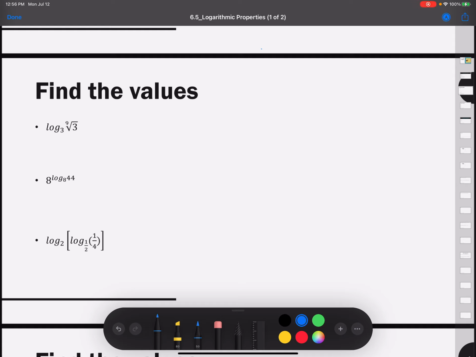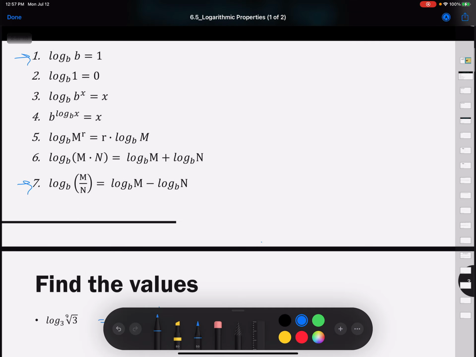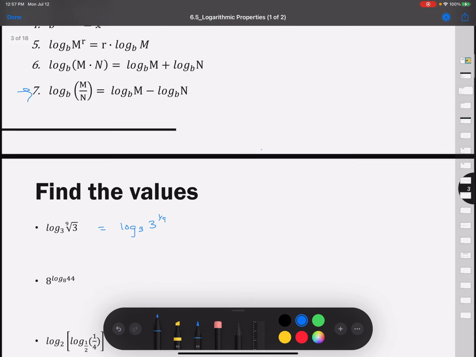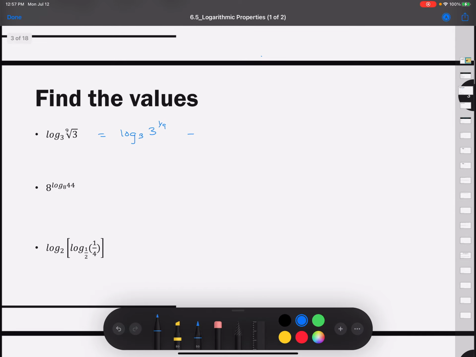So notice this is log base 3 of the 9th root of 3. We can rewrite this as log base 3 of 3 to the power of 1/9. Now notice that this looks very similar to property number 3. Log base b of b to the x is equal to x. So log base 3 of 3 to the 1/9 is going to equal 1/9. So it's using those properties to simplify.